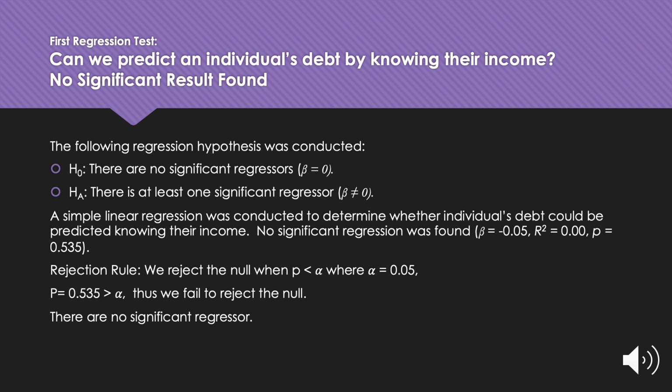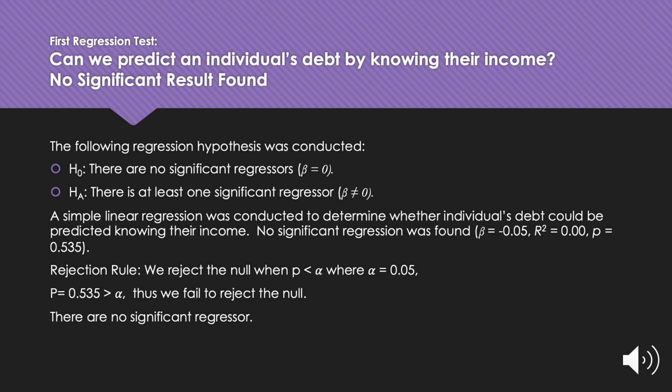The first regression test was conducted. Can we predict an individual's death by knowing their income? The following regression hypothesis was conducted. The null hypothesis: there are no significant regressors. The alternative hypothesis: there is at least one significant regressor.